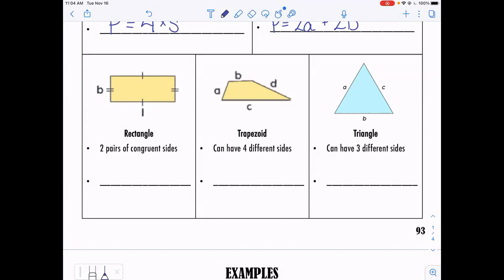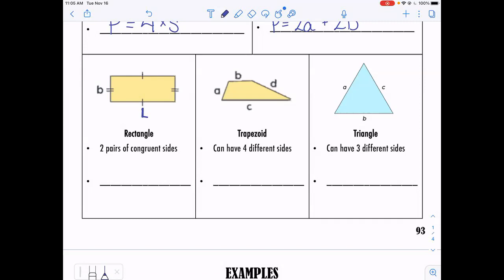Does anybody know what we usually call the sides of a rectangle? Perpendicular. Base and, what's the L stand for? Base and height. Okay, this one they use base and length. Okay, so how am I going to find the perimeter of this rectangle?